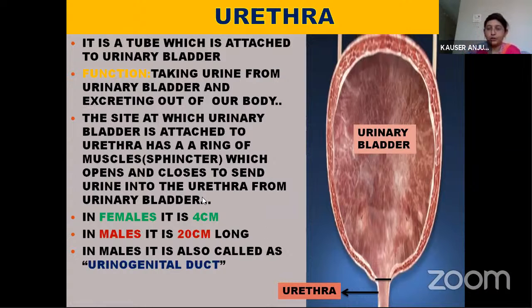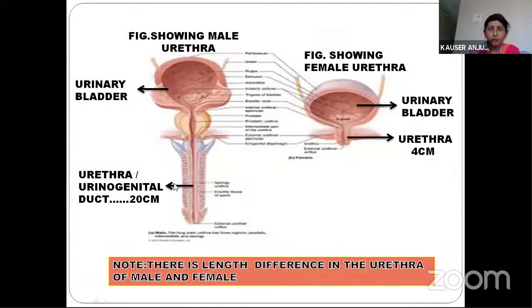And one more thing here, children: in males, the urethra is called the urinogenital duct. Why it is called so, I'll explain in the further slide. Okay, so I hope you have understood what a urethra is. We will move further. Here there is a note given.